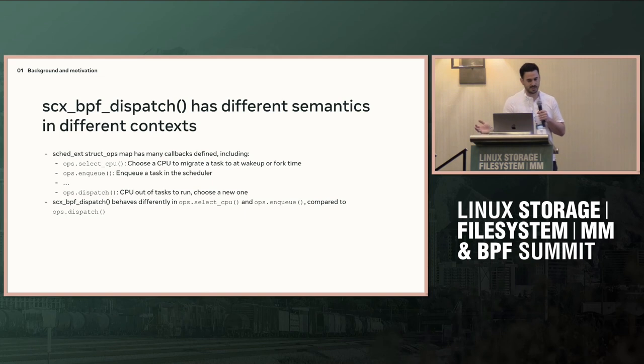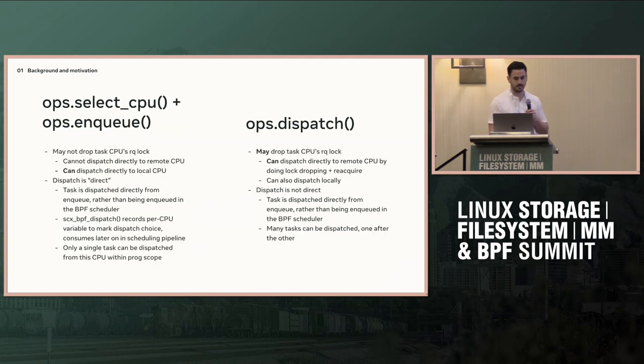Whereas on ops.dispatch, kind of confusingly named, that's actually called when a CPU is out of tasks to run and it's going to go idle if you don't find a new one. Now there are different semantics depending on where you are. If you're in the ops.selectCPU or the ops.enqueue path, you can't drop the CPU's run queue lock. And the run queue lock is the main synchronization mechanism for a CPU and the scheduler. If you dropped it on this path, all sorts of bad things can happen because the rest of the system is assuming that you won't do that, so you'll eventually crash.